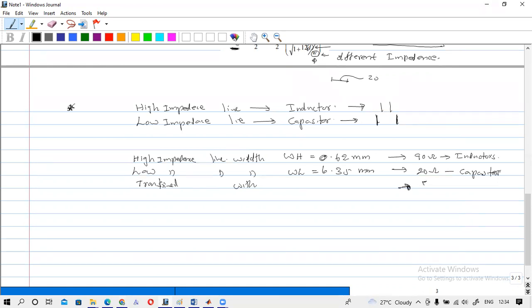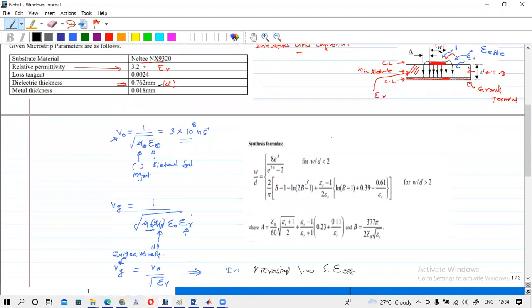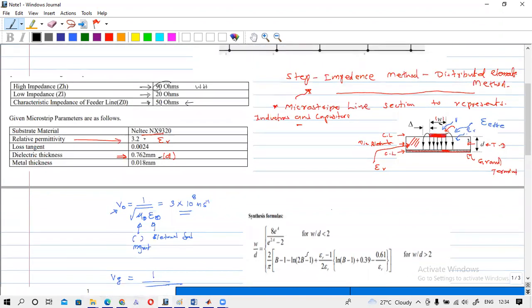Transmission line, that is 50 ohm. These are the transmission lines, TX lines, used to feed the signal. Let's say that is W naught. You can calculate it using the same approach. What is that? It is 50 ohm.